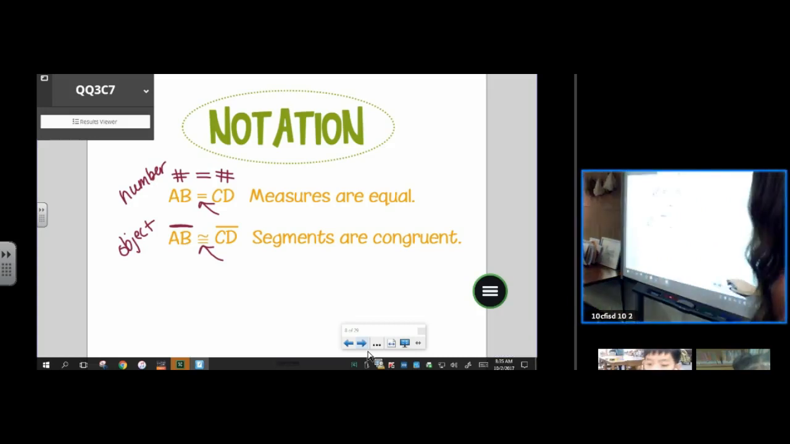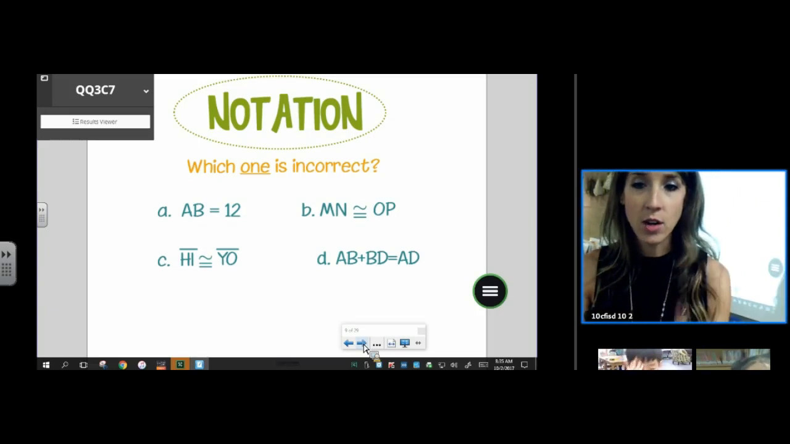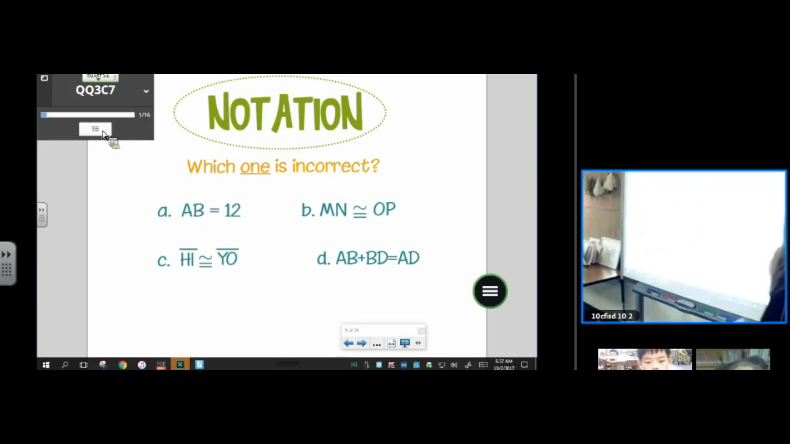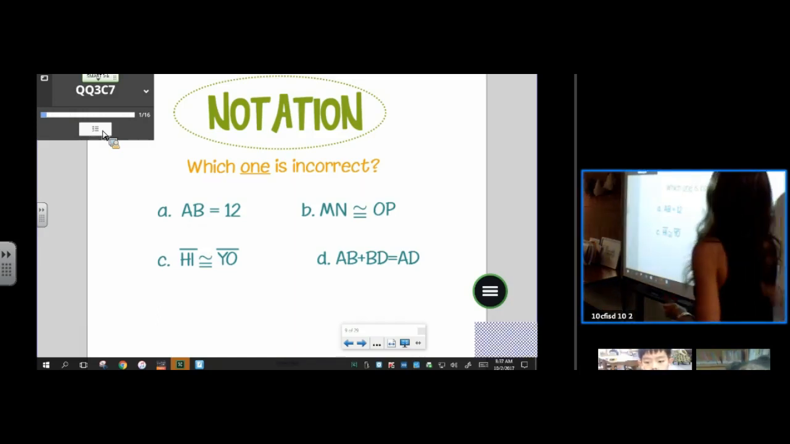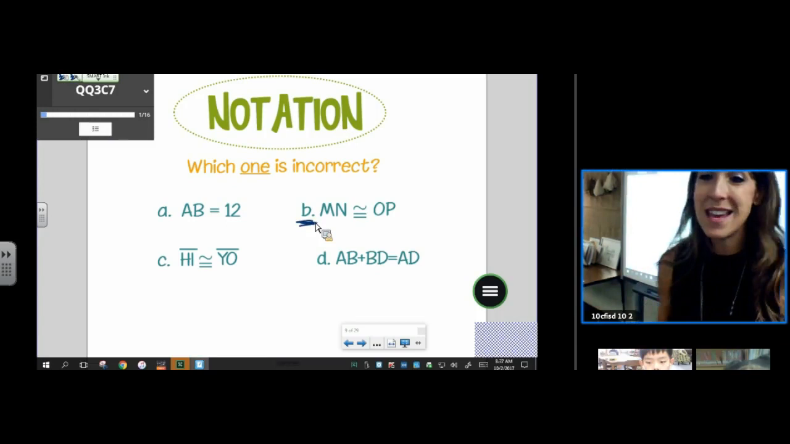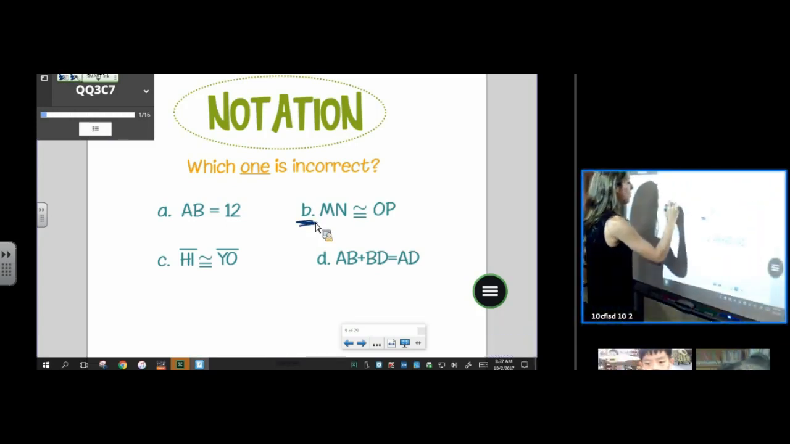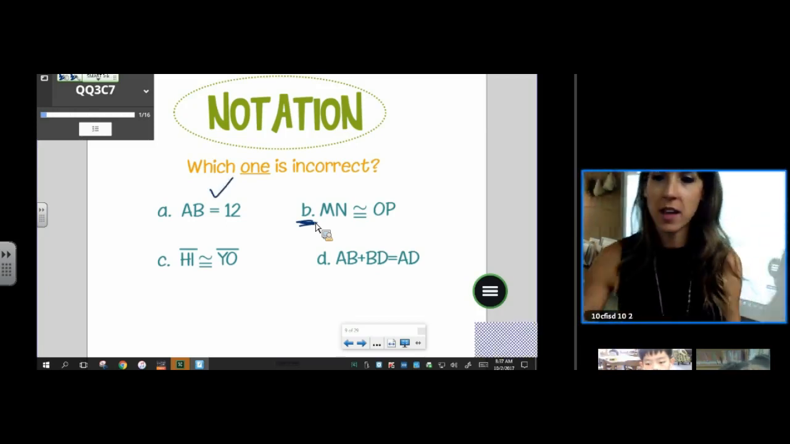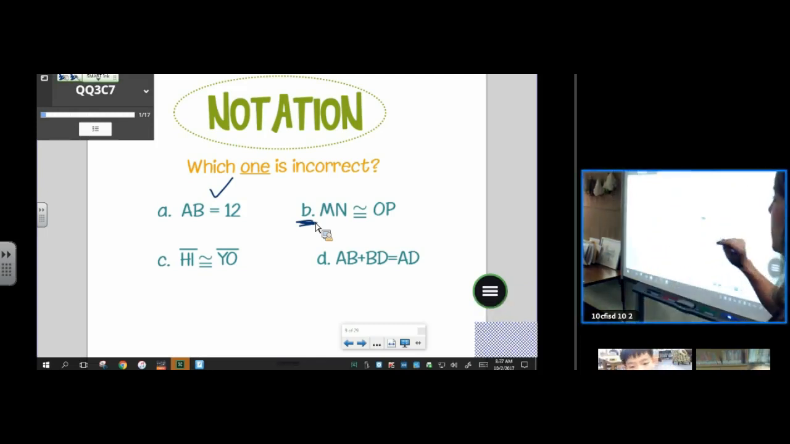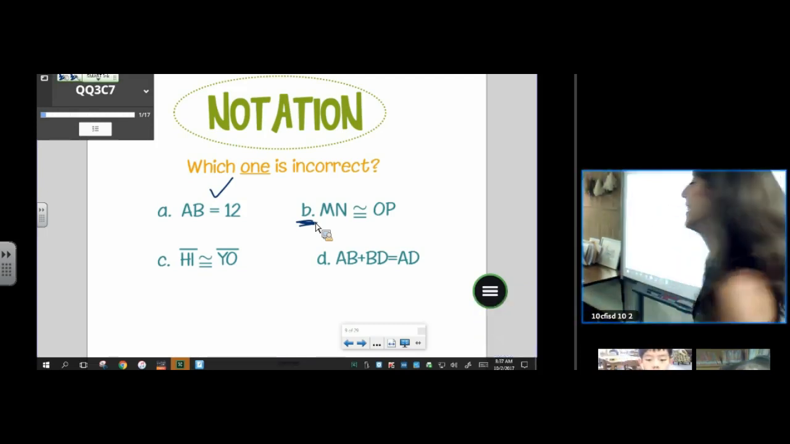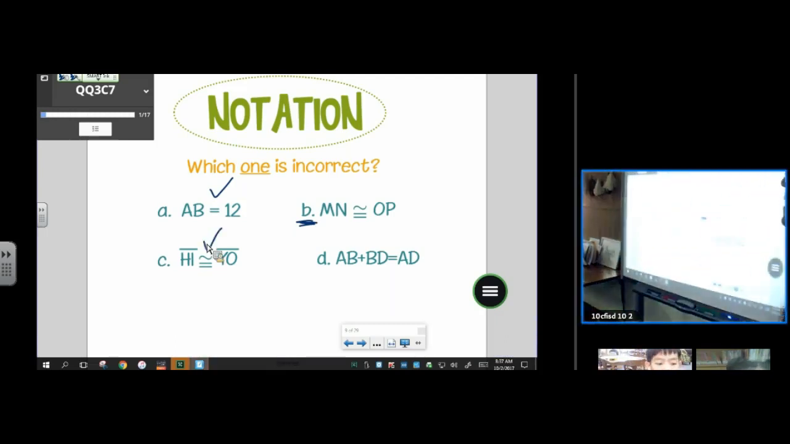So let's look at this real quick. Which one of these is incorrect? You guys were right. Very nice. The one that I have an issue with is B. All the other ones are looking good. The distance from A to B equals 12. I have a number equaling a number. Check. Let's look at C. Segment HI is congruent to segment YO. That one's good. Segments are supposed to be congruent to each other if they have the same length.